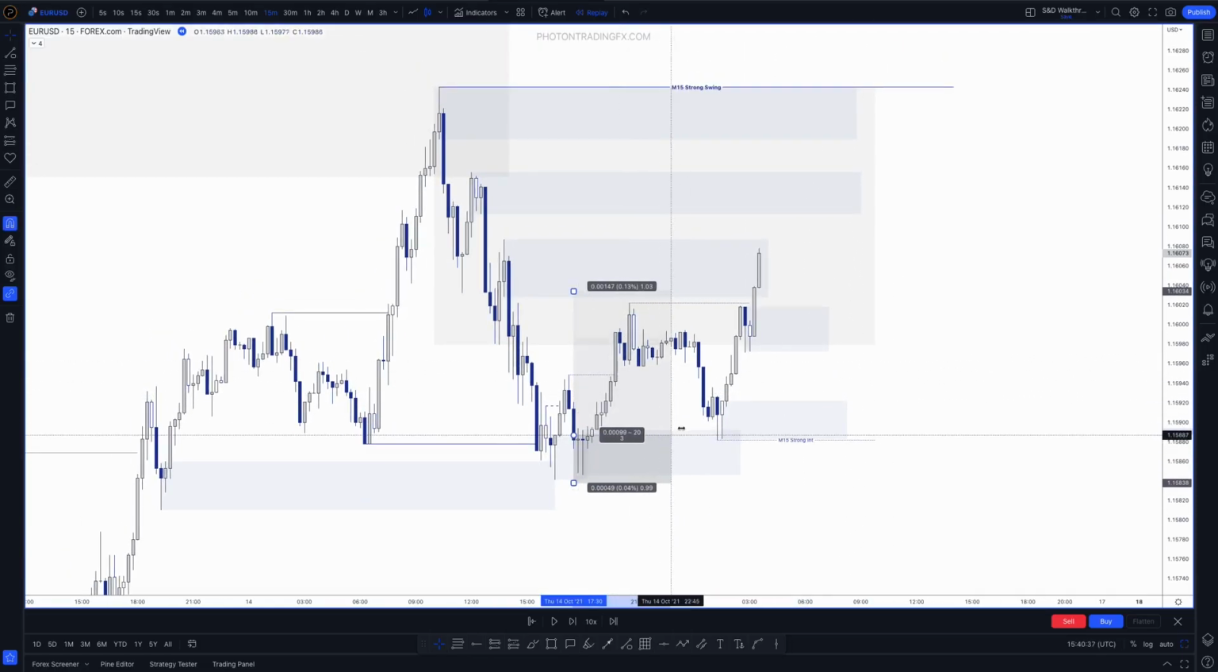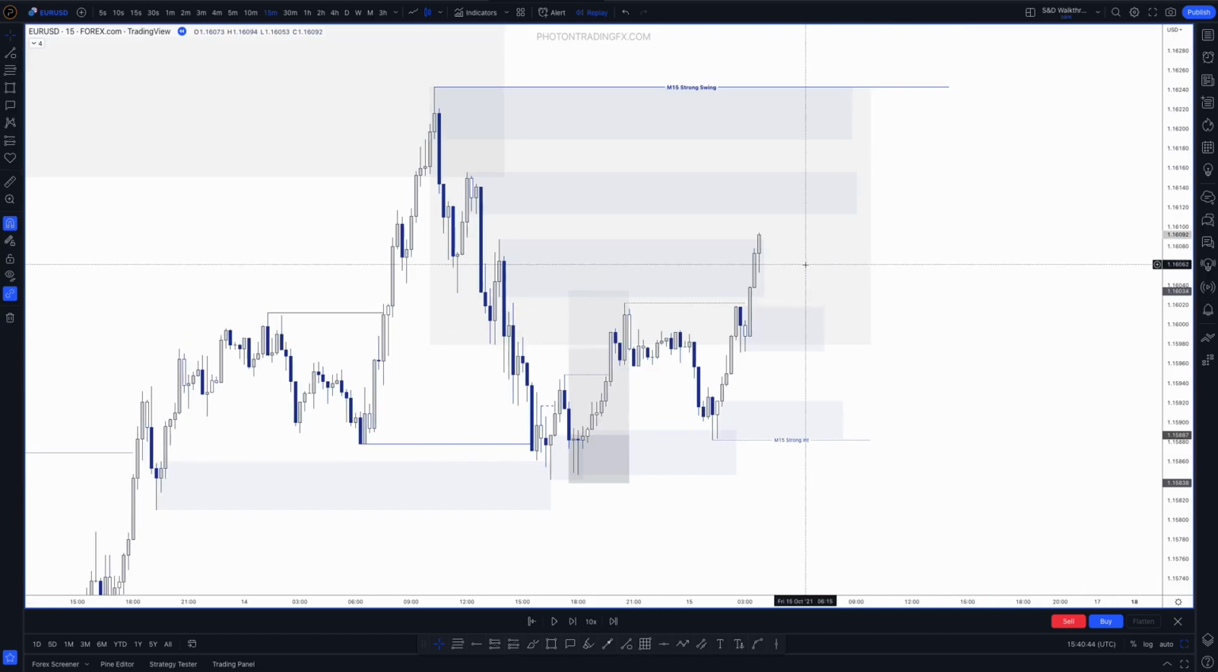Okay, so there's your 3R. If you took that counter trend trade, you'd be out of the trade now, right? So cool, happy days. So we're in the supply now. Let's see what happens next. Okay, we pushed through it. So that supply zone has failed.